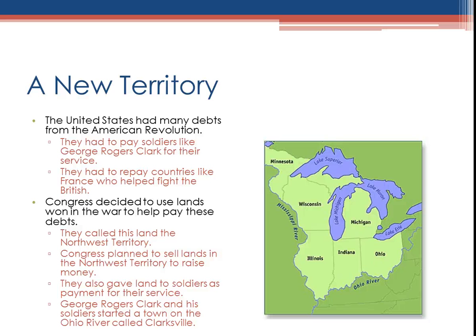And so they said, we're going to give you this land for free, but after we give it to you, you can't say that we owe you anything anymore. So we're going to give you this land, but you can't tell us that we have to still pay you back any money. So this gave land to soldiers as payment for their service. George Rogers Clark and his men were some of these people who got this land, and they settled on the Ohio River and created a town called Clarksville after George Rogers Clark.